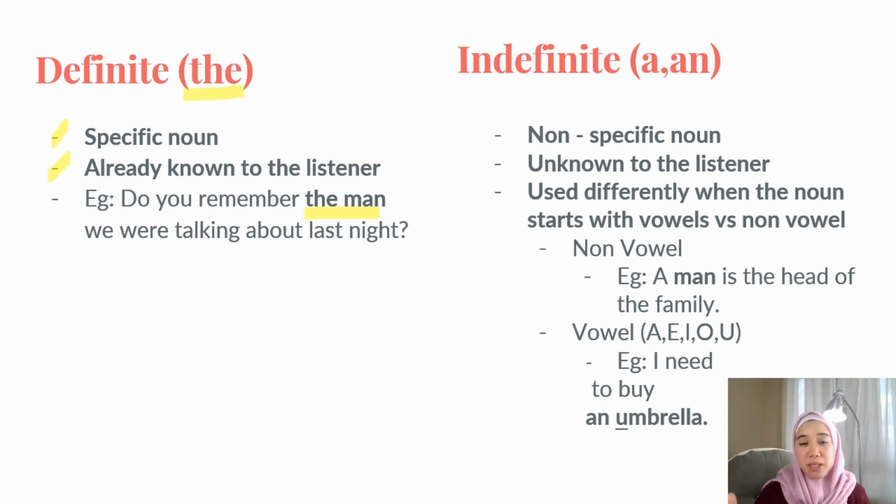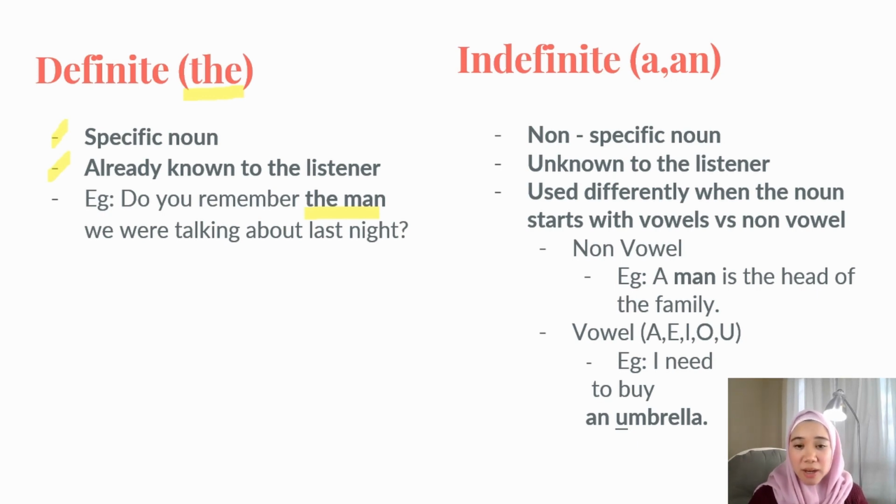So because it's specific, we use the. And secondly, it is already known to you. Because if I say, do you remember the man we were talking about last night? We've already talked about him last night. So of course you remember, of course you know who this man is. So that is why we use the.